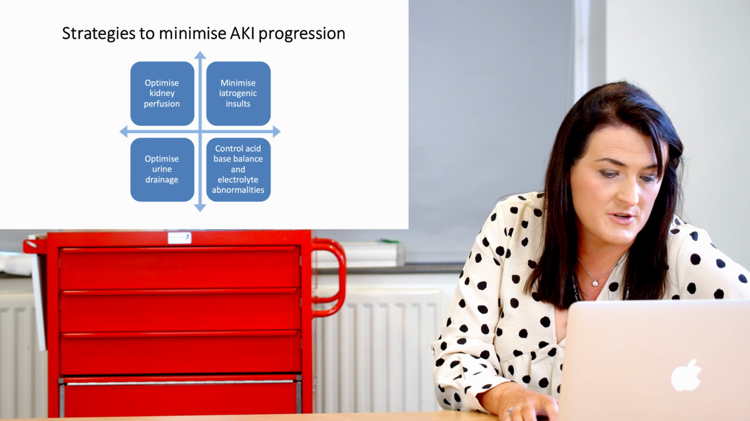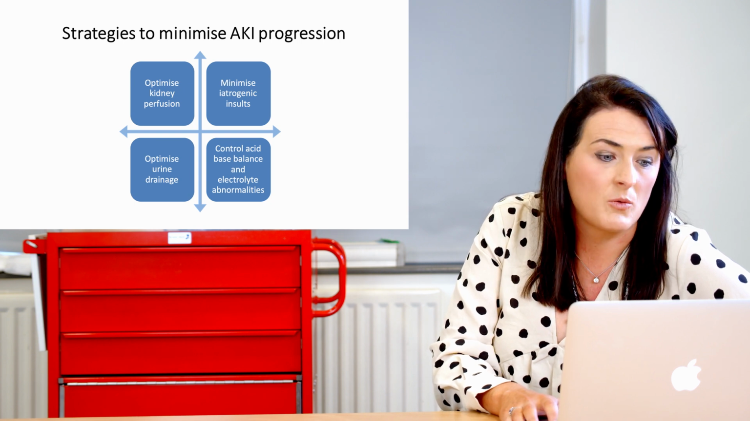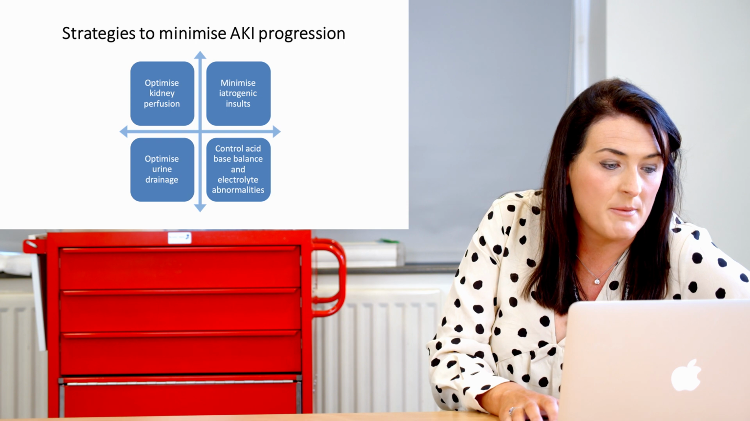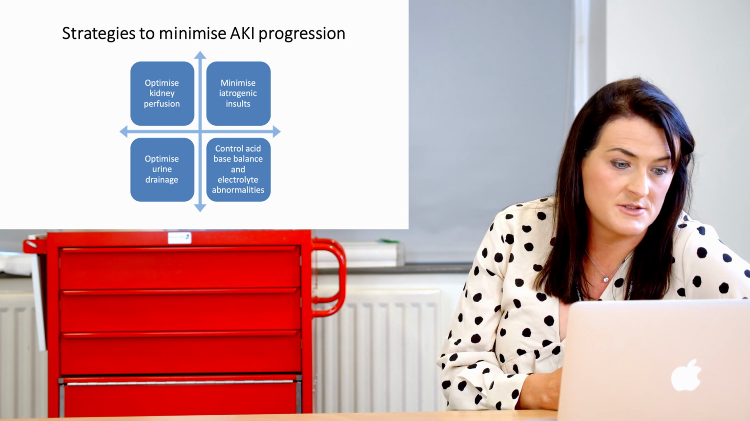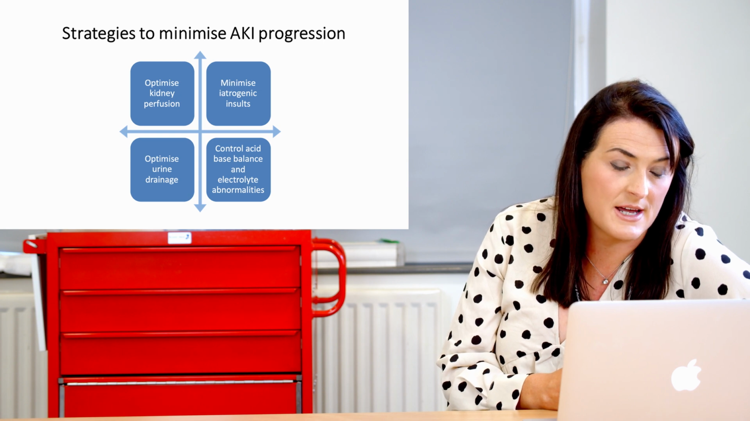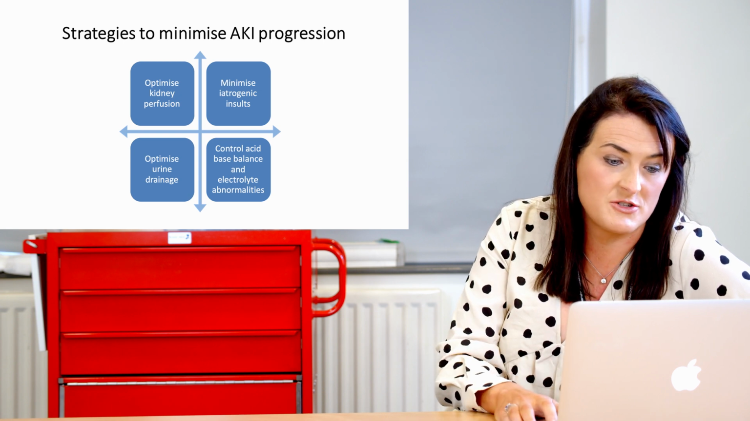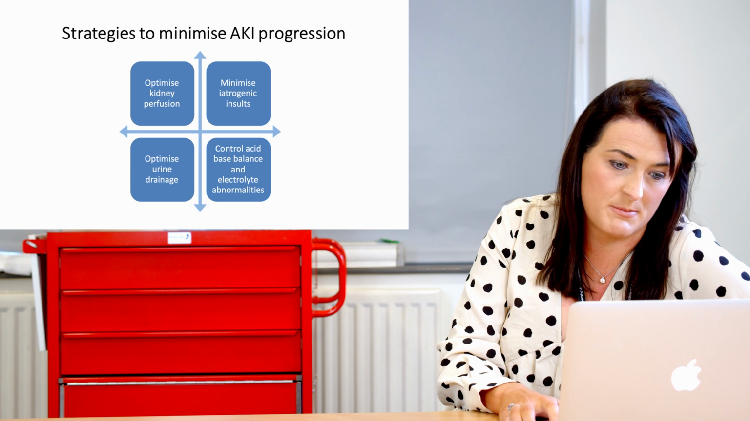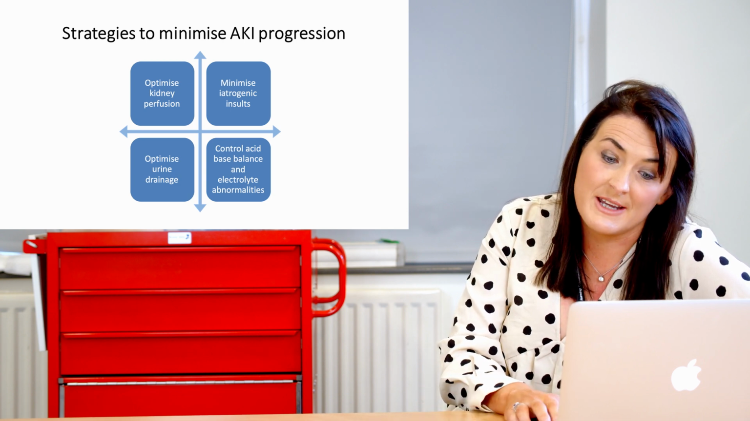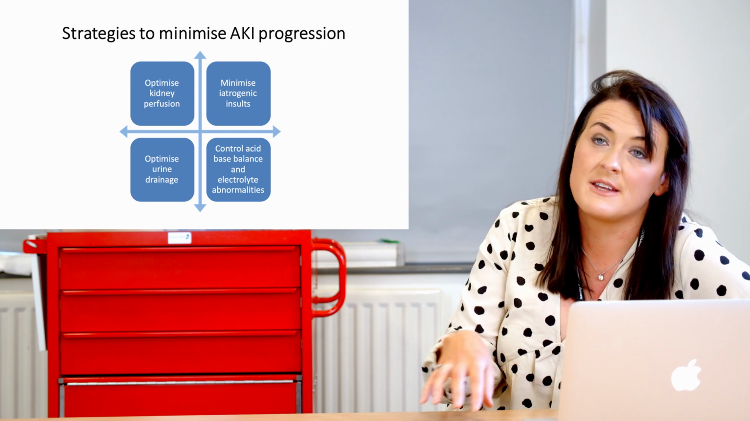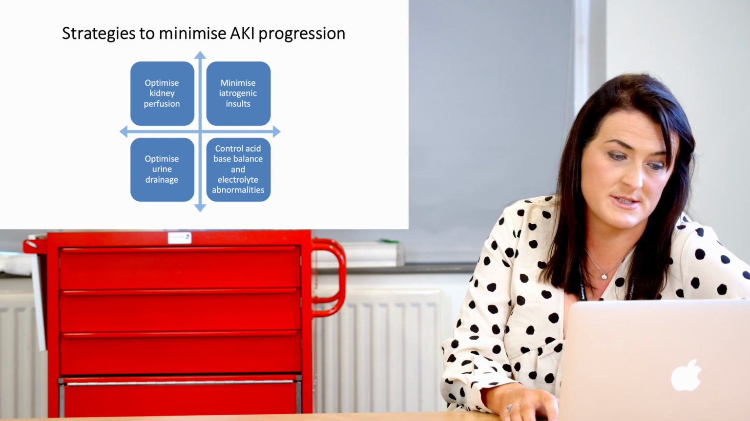I'm just going to try and talk you through these. Thinking about optimising kidney perfusion, minimising iatrogenic insults, controlling your acid-base balance and electrolyte abnormalities, and optimising urinary drainage. I'll talk through each of these separately. These interventions should target removal of kidney insults and optimise conditions that then facilitate your adaptive repair processes.